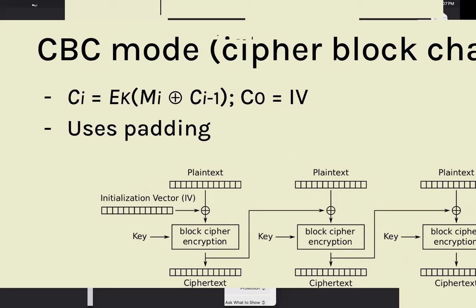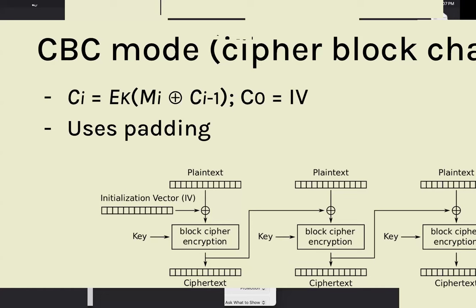Now, since we don't want to have IVs as long as our plain text, because then this is the same one-time pad problem, what we do is we know that the ciphertext is going to look random. So why don't we use that ciphertext as the IV for the next plain text? That's how you chain it together.